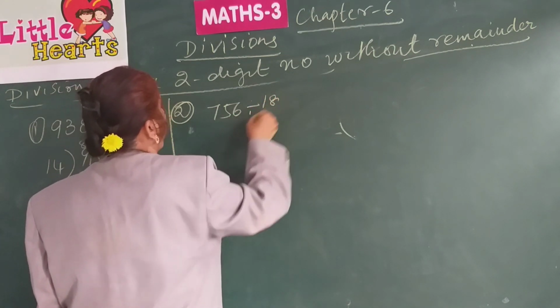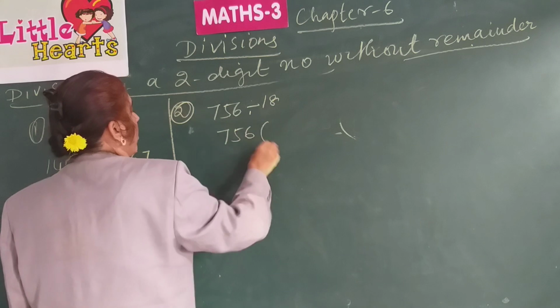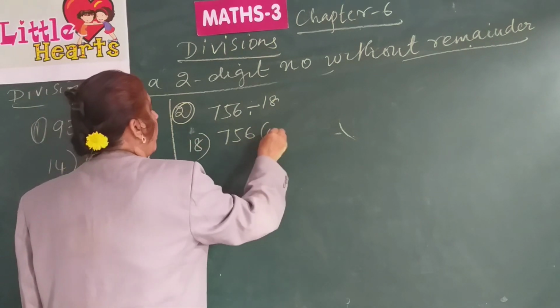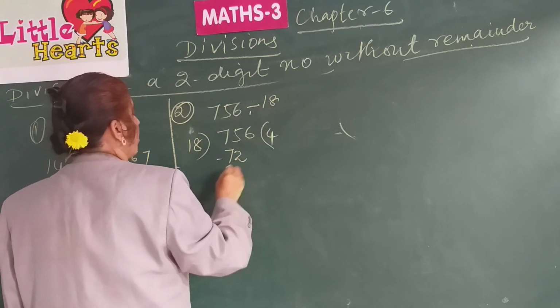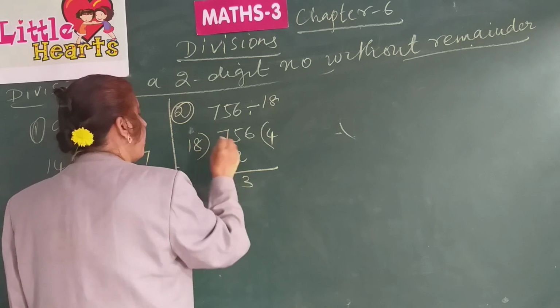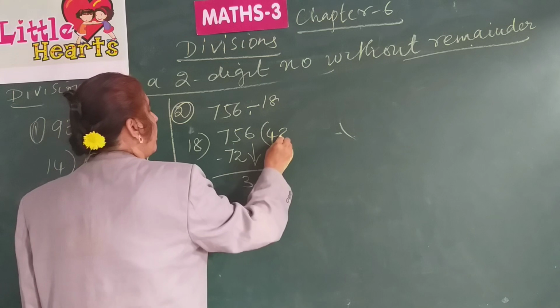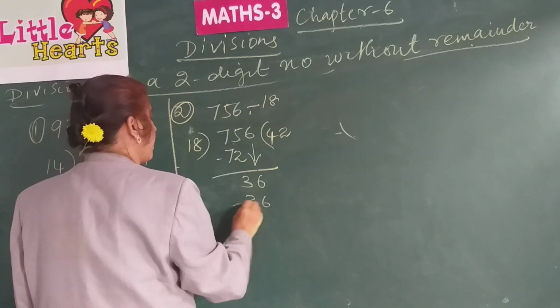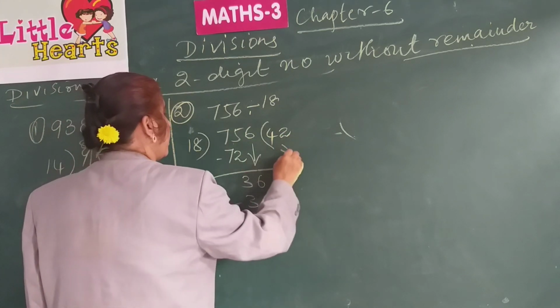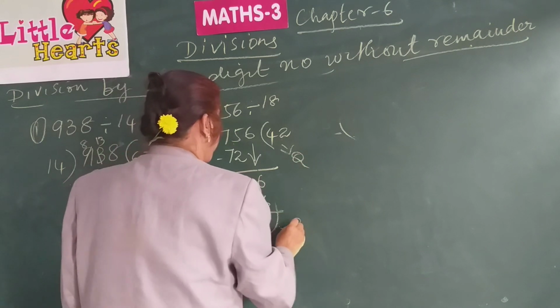756 divided by 18. 18 fours are 72. 75 minus 72 is 3. Bring down 6. 18 twos are 36. Remainder is 0. This is the quotient and this is the remainder.